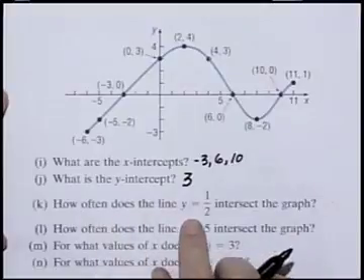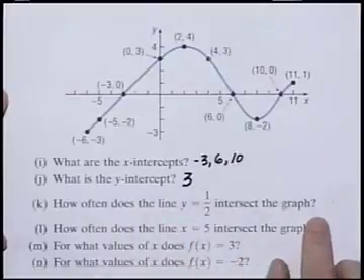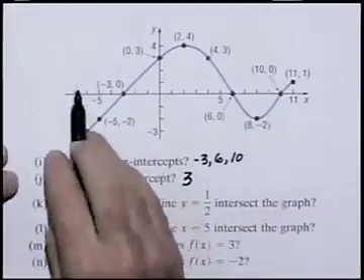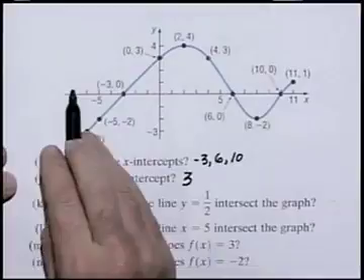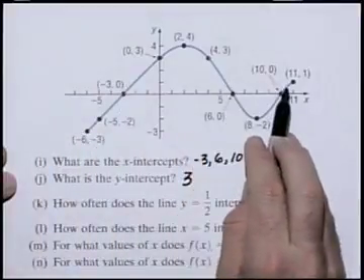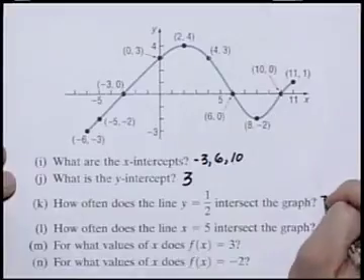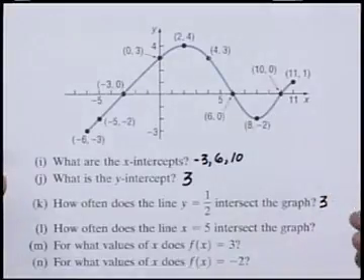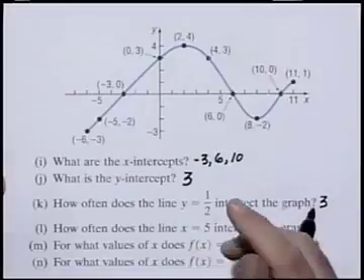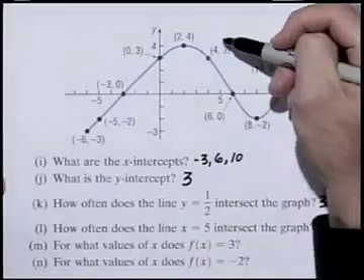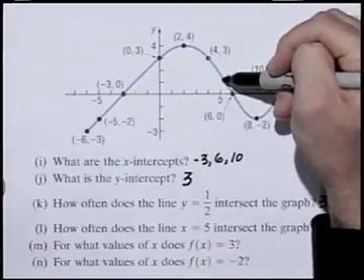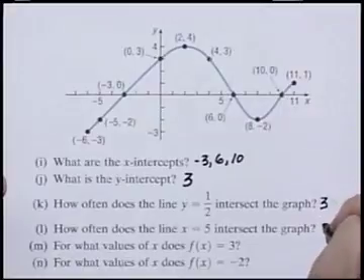How often does the line y equals 1/2 intersect the graph? We can pretend to draw the line y equals 1/2 on the graph. It's going to intersect here, here, and lastly here, so it intersects the graph 3 times. How often does the line x equals 5 intersect the graph? The line x equals 5 is a vertical line. We can see that it's going to only intersect the graph 1 time. So the answer is once.